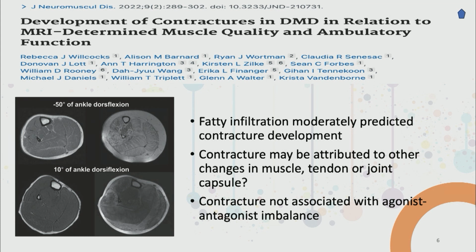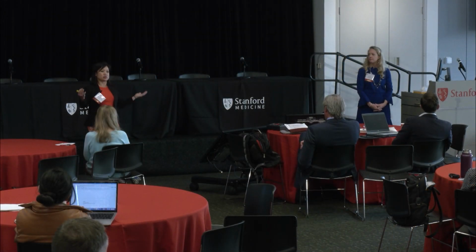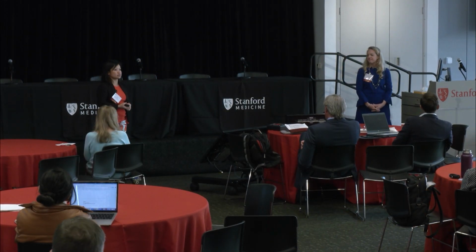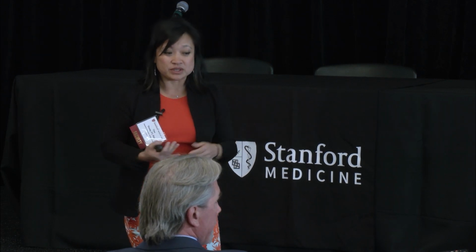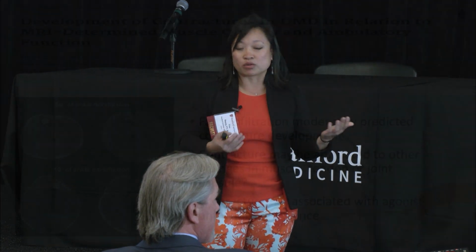A really great article by Rebecca Wilcox at University of Florida looked at contractures and MRI. One of the first questions I had was, can we measure tendon with MRI? I asked Glenn Walters, and he said, yeah, well, no. In this study they didn't quite look at the tendons, but they did look at fat infiltration and whether it predicted contracture development. It moderately predicted it, but the take-home message is that there is something beyond just fatty infiltration and fibrosis that is contributing to muscle, tendon, or joint contractures.